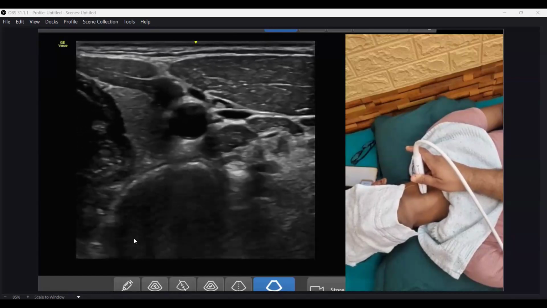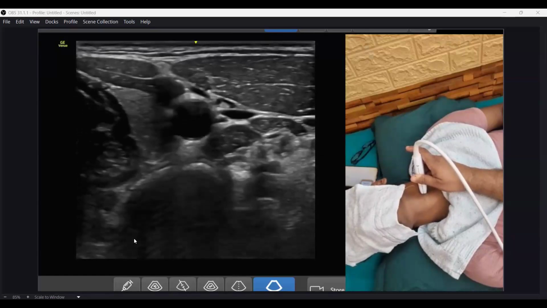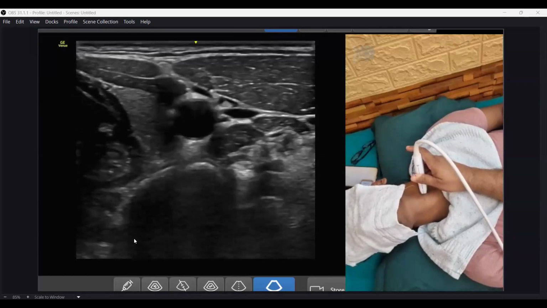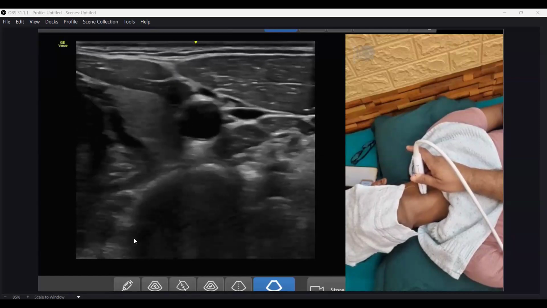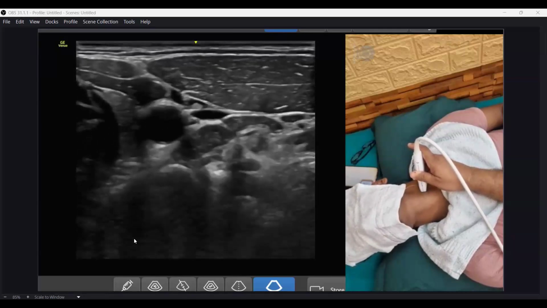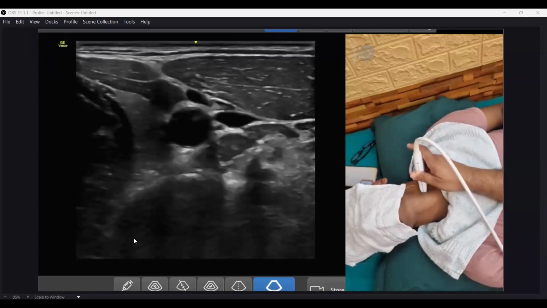It is very difficult to comment if I do not localize whether it is the sternothyroid or sternohyoid. Both can be. So here is the strap muscle, and then we have the sternocleidomastoid. The sternocleidomastoid is a long and large muscle.